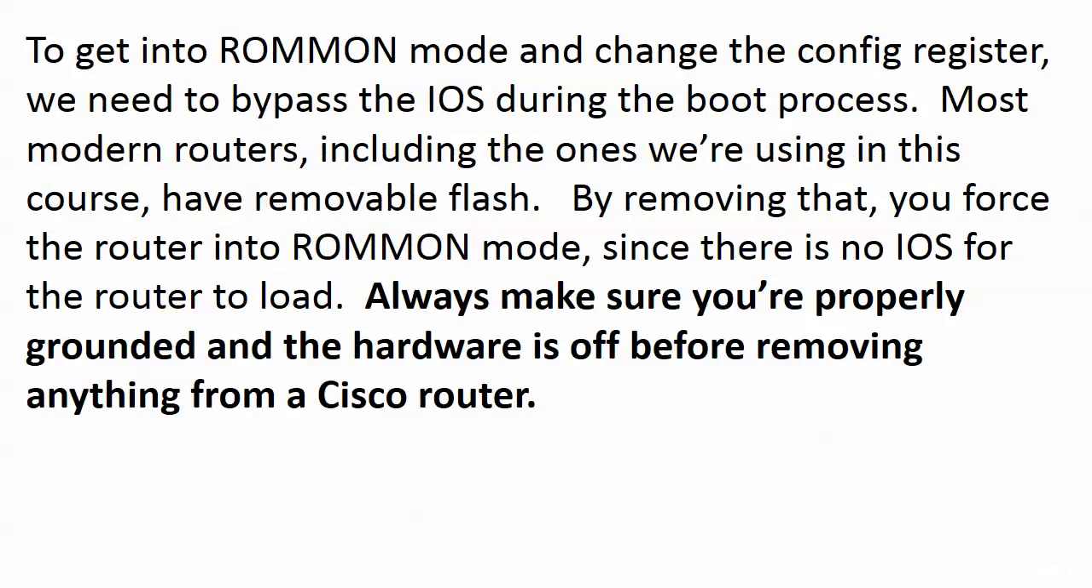There's something else I wanted to share with you here, because what we're trying to do again is get into ROM monitor mode, and there are really two different ways to do it depending on the age of your device. Now, most modern Cisco routers, including the ones we're using in this course, have removable flash, and all you got to do is pop it out, and by doing that you force the router into ROM monitor mode on a reload because there is no IOS for the router to load. Now, you always want to make sure that you're properly grounded and your hardware is off before you take anything out of a Cisco router, especially the properly grounded part, but I don't want you to get hurt either. So turn the hardware off when you're doing that.